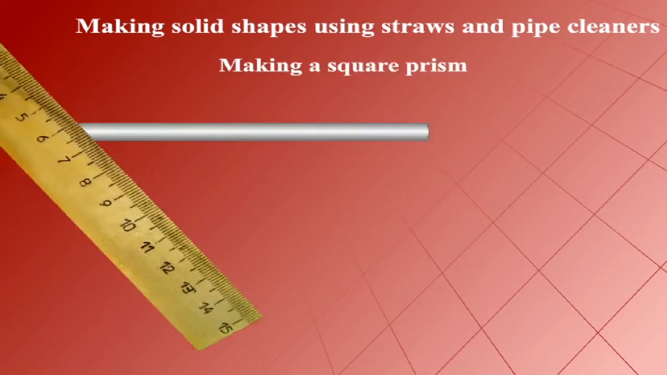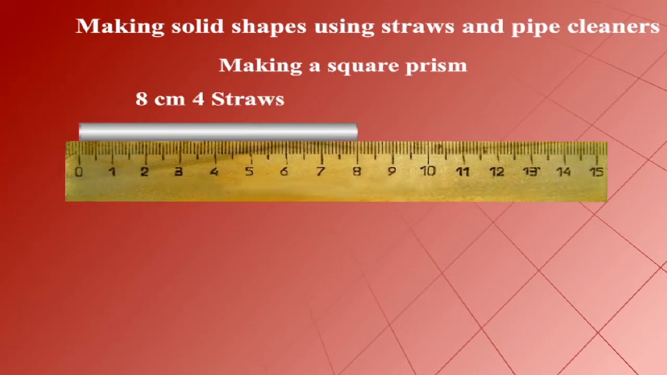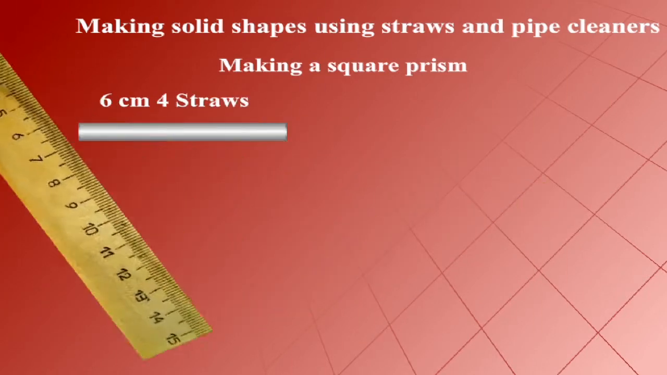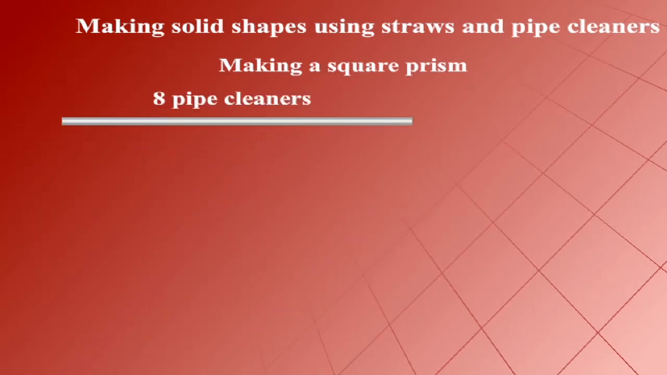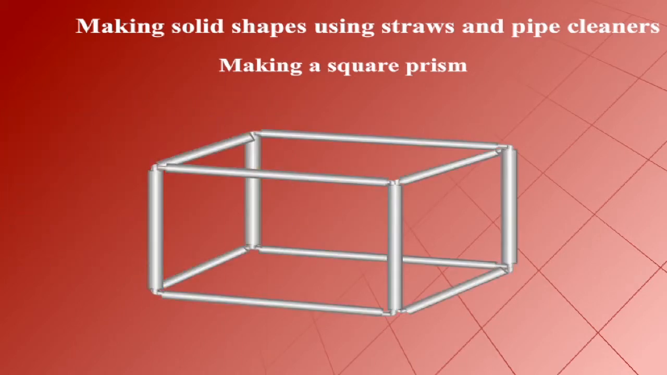Making a square prism. Use 4 straws 10 cm long. Use 4 straws 8 cm long. Use 4 straws 6 cm long. Use 8 pipe cleaners. Form this shape.